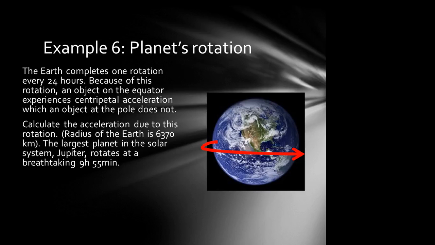So once you've done that, right, you can go and try calculating the same thing for someone on the equator of the planet Jupiter. Right? Jupiter's period is 9 hours 55 minutes. Okay, give this example a try.